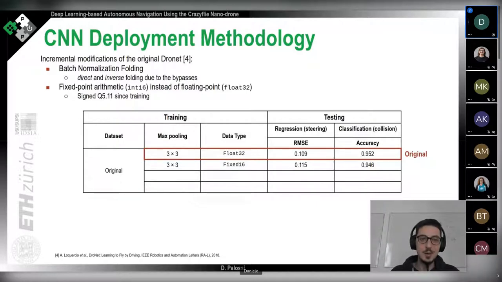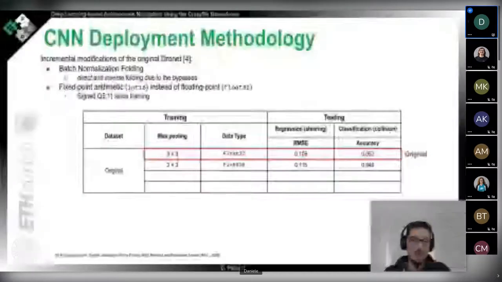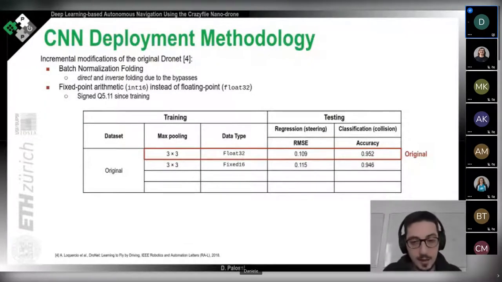And keep in mind that the goal of this stage wasn't to improve the regression and classification performance, but to keep at least the same, meanwhile shrinking down the size and the footprint of the neural network. So the first step, as I said before, since we don't have any floating point unit on the device, was to move to fixed point arithmetic, and we used the int16 data type, reducing by half the memory used for the parameters.